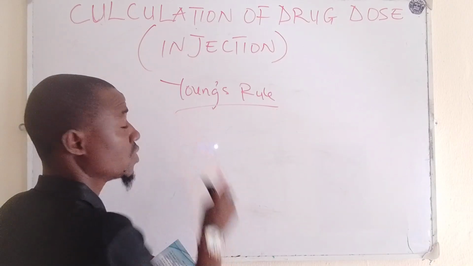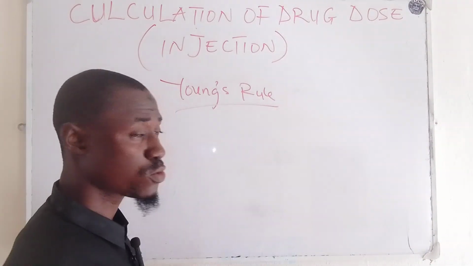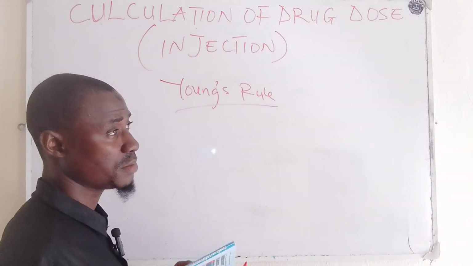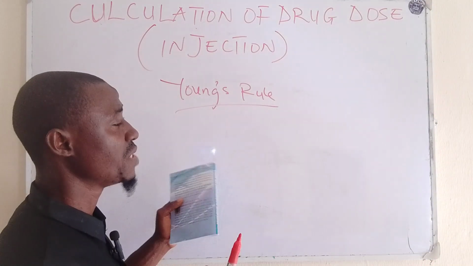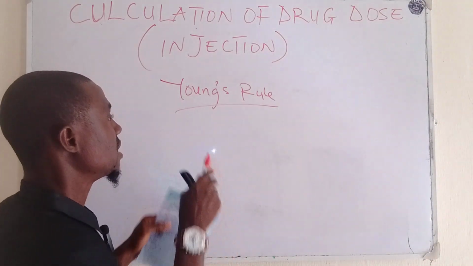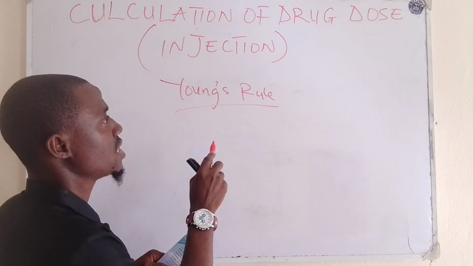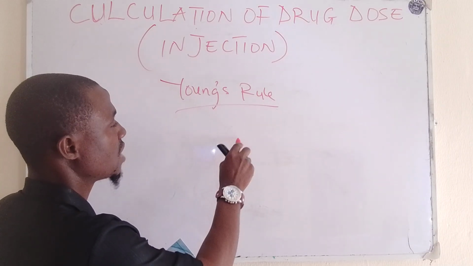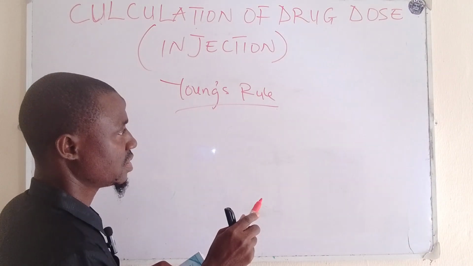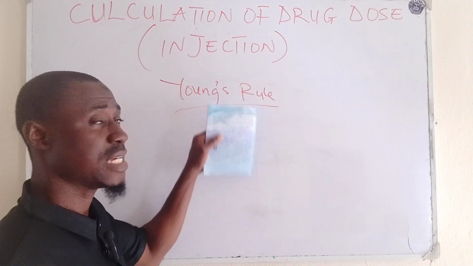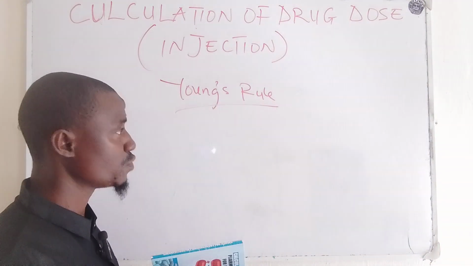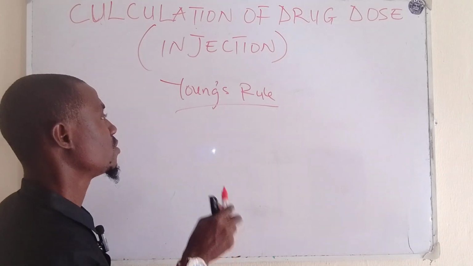Young's rule, where we said the Young's rule is one of the age-based rules. Now, what we mean by age-based rule is that this particular rule is with regards to the age of the child. That's what I mean by age-based rule. So Young's rule is one of the rules.